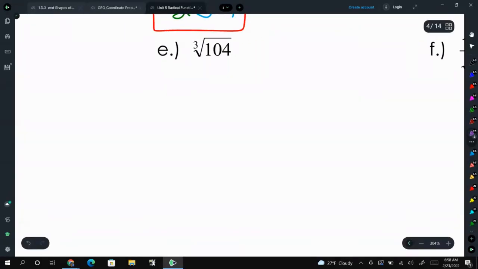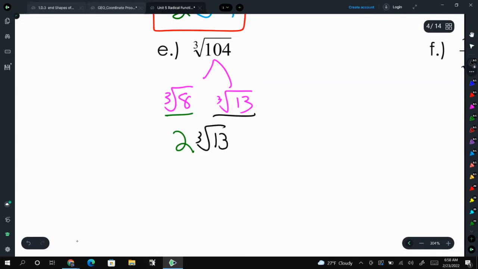Letter E, the cube root of 104. So 104, can we divide that by 4? We can. Or sorry, not 4, 8. And we get 13. The cube root of 8 is 2. And we can't simplify the cube root of 13, so this is our final answer.